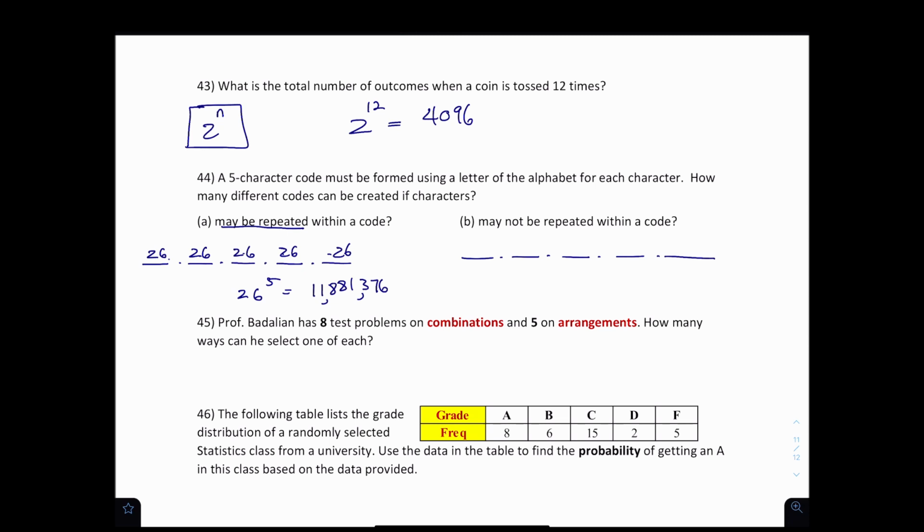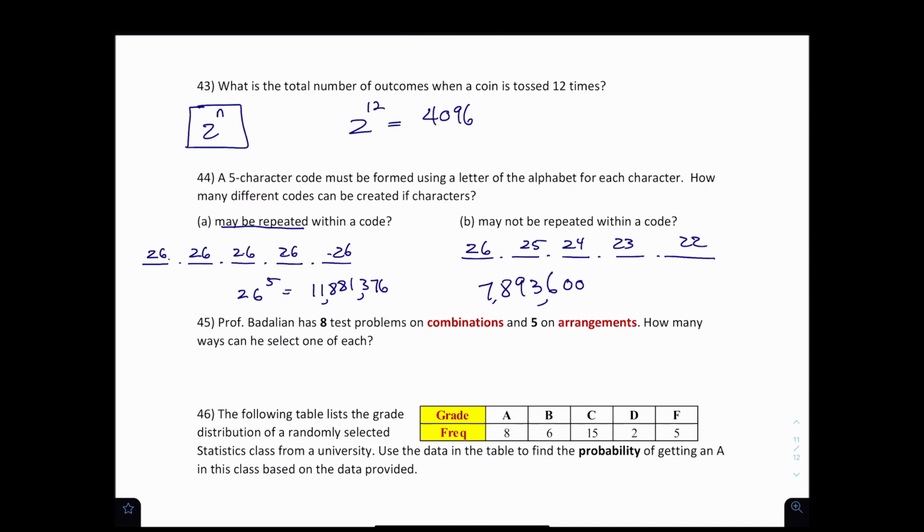And if they cannot be repeated, you get 26 choices, but then you can't use the one you chose for the first character. You get 25 choices for the second one, 24, 23, and 22. And that's what you have to multiply together. So if you use a spreadsheet or a calculator, 26 times 25 times 24 times 23 times 22 will give you 7,893,600. So 7.8 million.